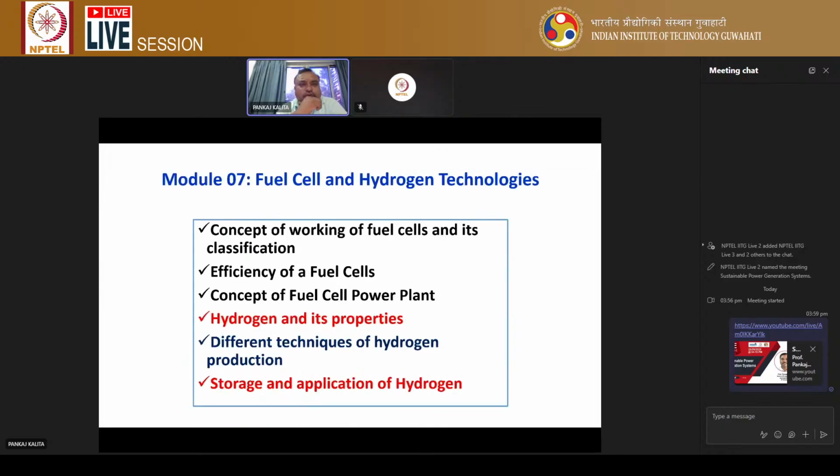So in module 7, we have discussed fuel cell and hydrogen technologies, starting with the concept of working of fuel cells and its classification, and how we can define the efficiency of fuel cells, what the concept of fuel cell power plants is, then hydrogen and its properties, what the different techniques of hydrogen production are, and what the ways of storage and different applications of hydrogen are. So all the components were elaborated in this module.